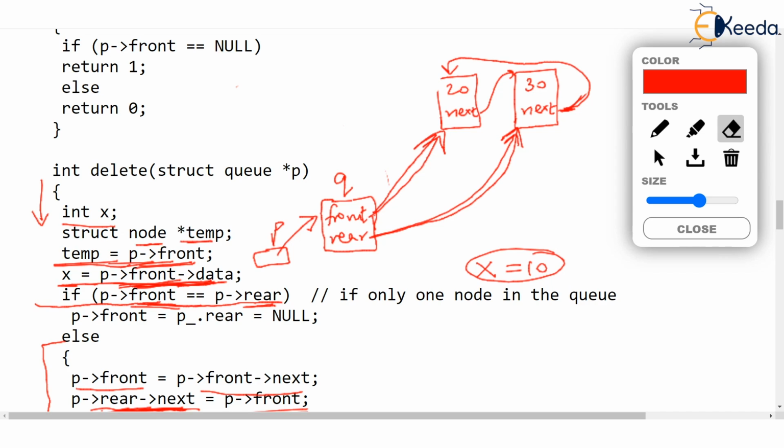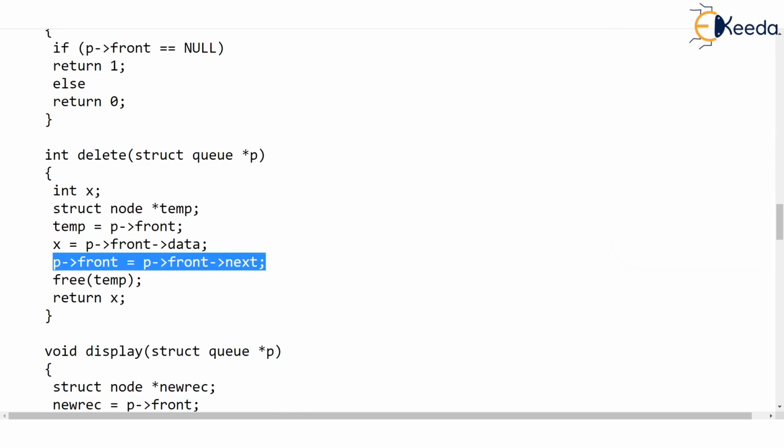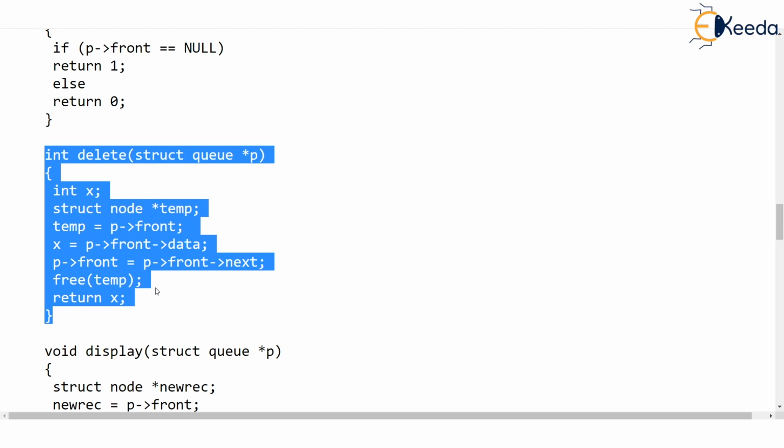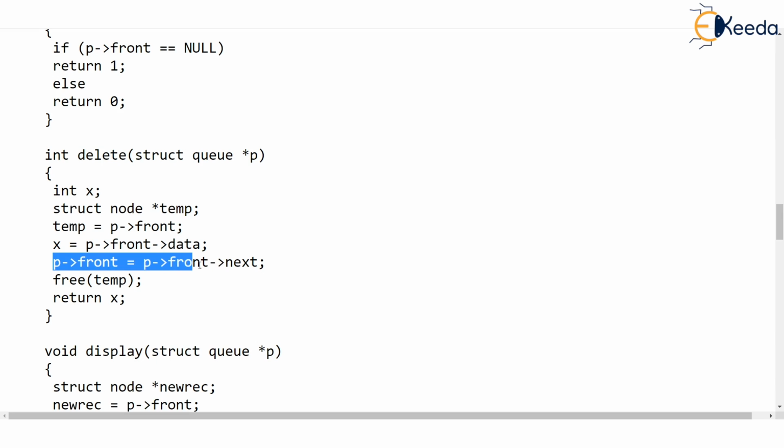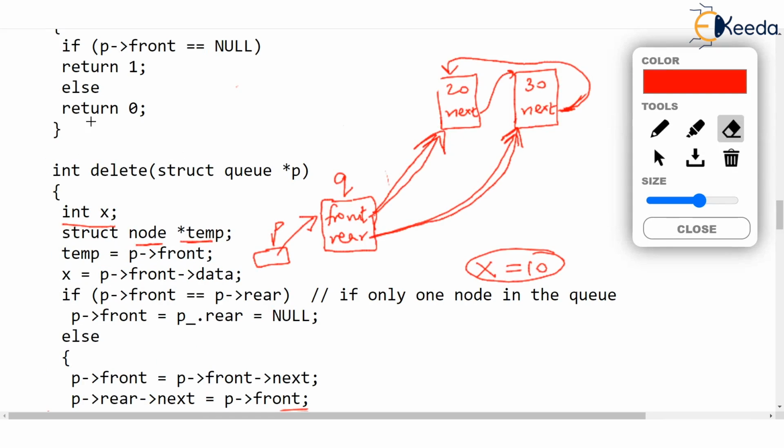Now, I would like to talk about that if in particular. If p arrow rear equal to p arrow front, why is that condition written? I'm talking about the condition which was not written in the linear queue. Let me take you to the page of the linear queue. Watch, this is the delete function of the linear queue. Now you still have a statement in this, p arrow front equal to p arrow front arrow next, which you have over here also. You have that statement, but it has been written in if else. Why really? Let's talk about this.